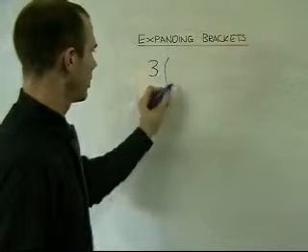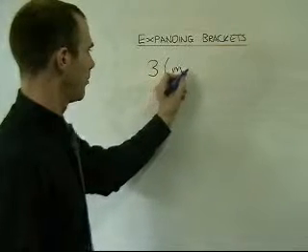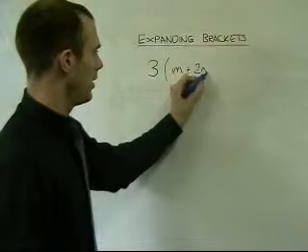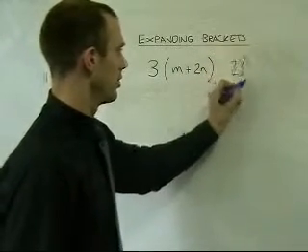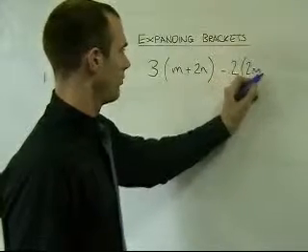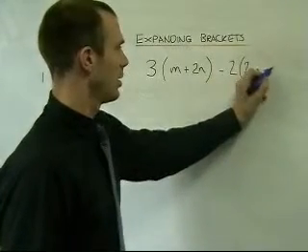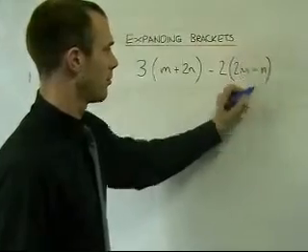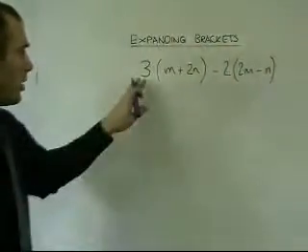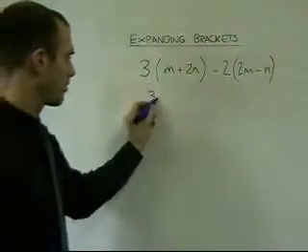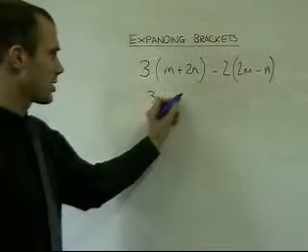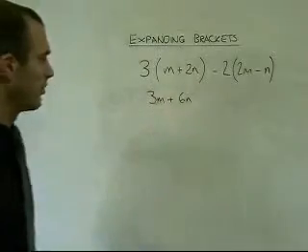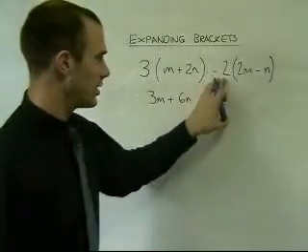Three times m plus 2n, take away 2m, take away n. So if we expand first of all, 3 times m is 3m, 3 times 2n is 6n, positive 6n. Over here we have a negative 2.